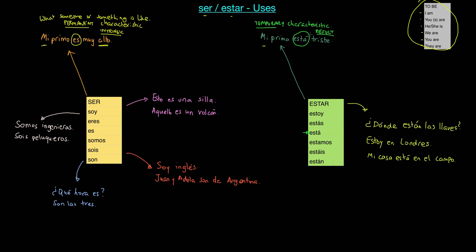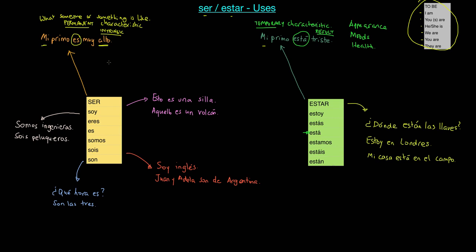A very characteristic use of estar is to talk about someone's appearance, someone's moods, like it happens here, and someone's health. If you're healthy, if you're ill, often we will use estar. So still on this, let me show you two sentences which are almost the same, but by using ser or using estar, we're changing the meaning of that sentence.